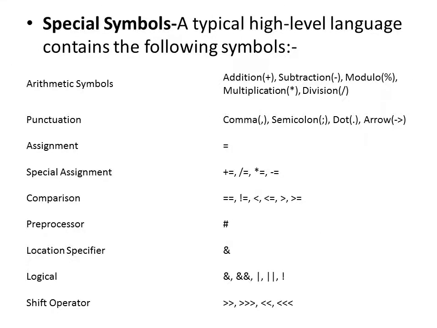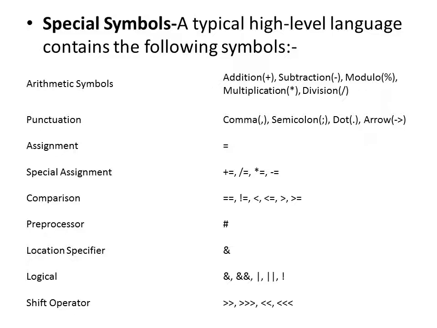Special symbols which are contained in the high level language. Arithmetic symbols, we know that, plus, minus, modulo operation, multiplication symbol and division. Punctuation symbols: comma, semicolon, dot, arrow, these are called punctuation. Then assignment, equal to is the assignment. Special assignment, we know that plus equal to, division equal to, multiplication equal to, minus equal to.